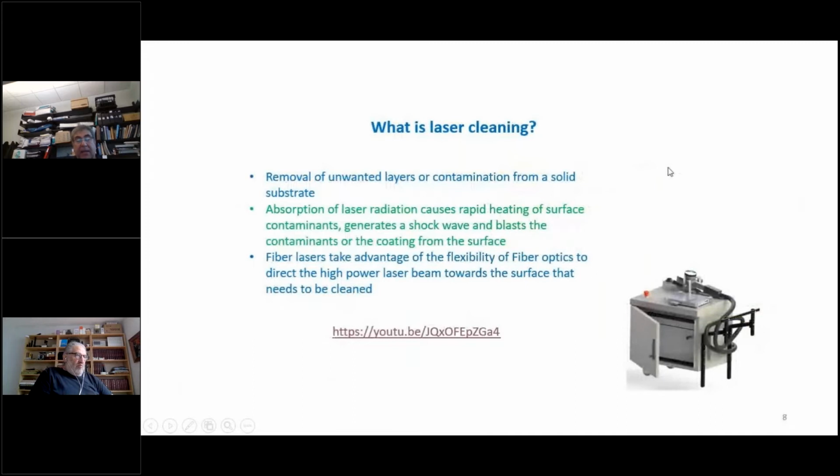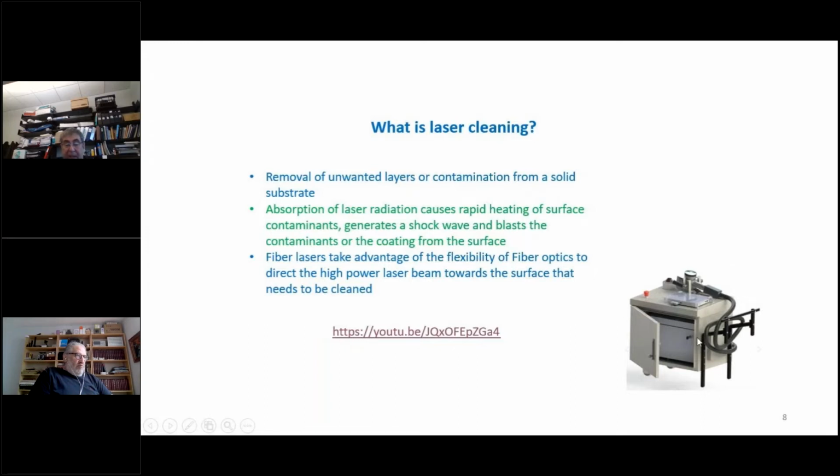Okay, so now let's look at laser cleaning, which is a subset of laser ablation. For this application, you use lasers to remove rust, or paint, or coating, dirt from a surface. So unwanted layers or contamination from a solid substrate is removed. In order to get a better understanding, we have a YouTube video to show here. This is actually our 100-watt system.